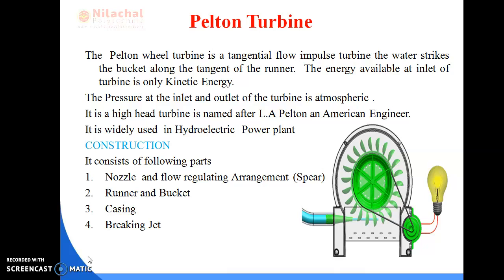In the earlier video class, we studied that a Pelton wheel turbine is a tangential flow impulse turbine in which the water strikes the bucket along the tangent to the runner. The energy available at the inlet of the turbine is kinetic energy. The pressure of water at the inlet and outlet of the turbine is atmospheric pressure.